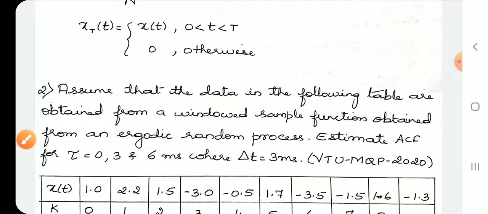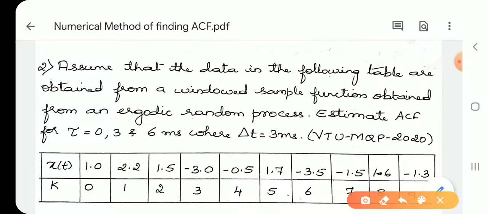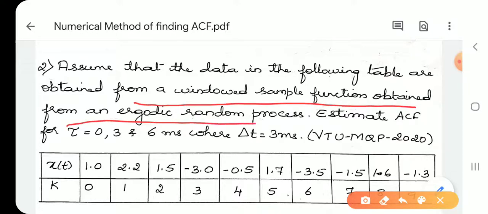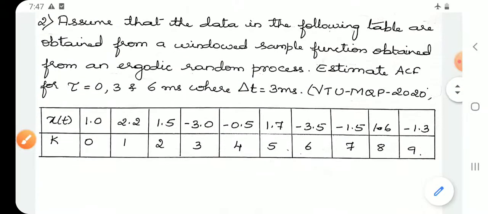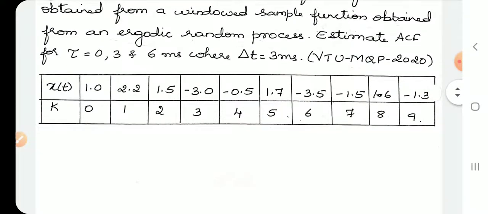So let us solve one problem. Assume that the data in the following table are obtained from a windowed sample function obtained from an ergodic random process. Estimate the autocorrelation function for tau 0, 3 and 6 minutes, where delta t is equal to 3 minutes. This is a question taken from the VTU model question paper 2020.